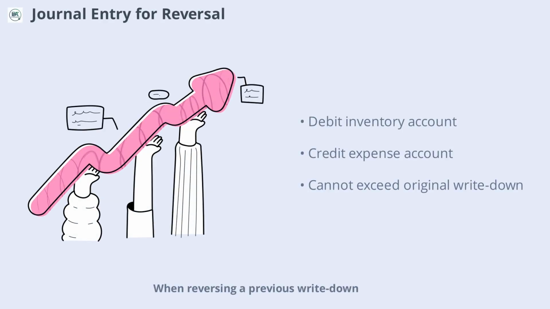When reversing a previous write-down, the accounting entry is the opposite of the original write-down. You debit the inventory account and credit the expense account. This increases the carrying amount of inventory on the balance sheet and reduces expenses in the income statement. However, remember that the reversal cannot exceed the amount of the original write-down. This ensures compliance with IAS 2 and maintains the integrity of financial reporting.